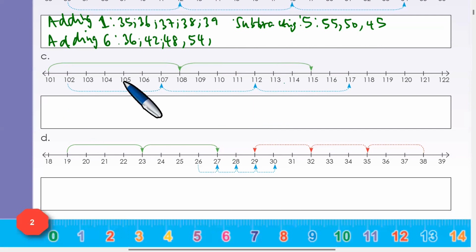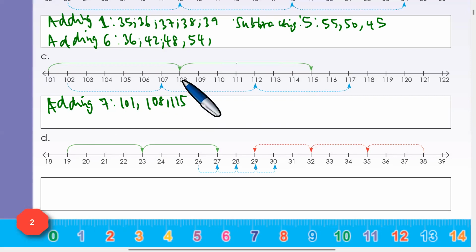What is happening with the green? Are we adding with the green or are we subtracting? Are you able to see the green, this one here? Yes, sir. What do you think is happening there? We're adding, but how much are we adding? 7. Well done, we're adding 7. Adding 7, we're starting from the smallest one. We start from 101, then we have 108, then we have 115.